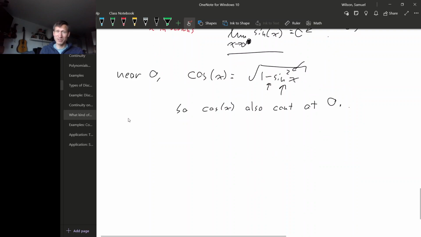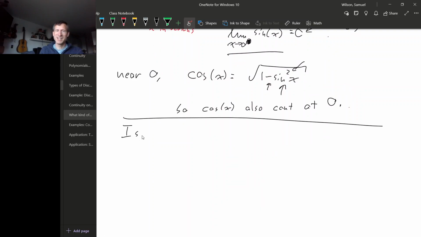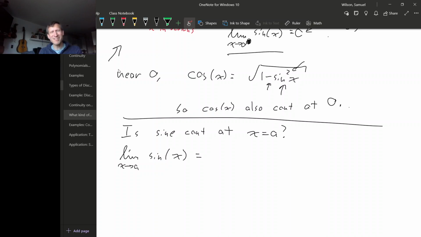What about other x values? So now let's ask the real question. Is sine continuous at x equals a? And a could be any real number here because the domain of sine is all real numbers. So what we need to do is calculate the limit as x goes to a of sine of x. And it's not really clear how to proceed. It seems like somehow we should use the fact that sine is continuous at 0, but it's not really clear how to use that fact. Well, there's a nice trick.